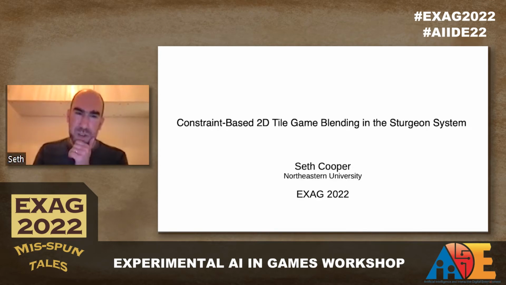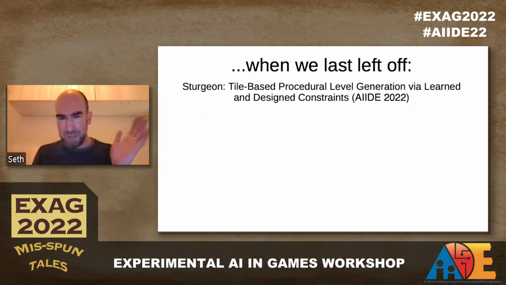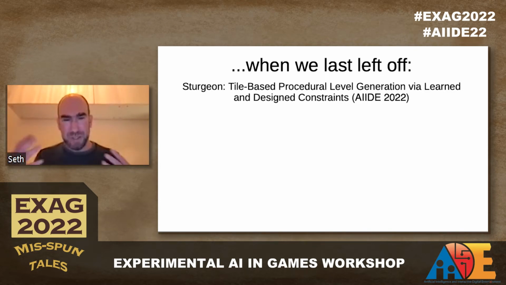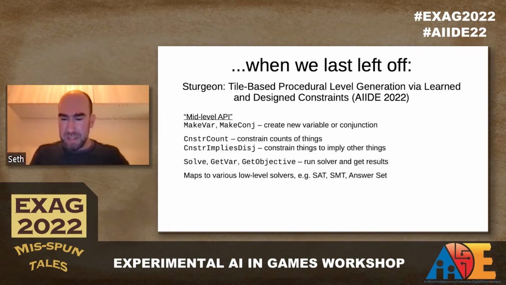So I'm going to talk about using a constraint-based system to blend 2D tile-based games. And the system itself is called Sturgeon, which is actually going to be presented later on at AIIDE in a couple days. If you're interested in more of the details of the underlying base system, you can come to this talk and find out more.